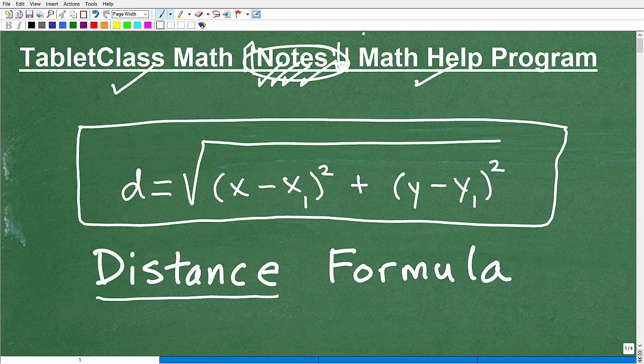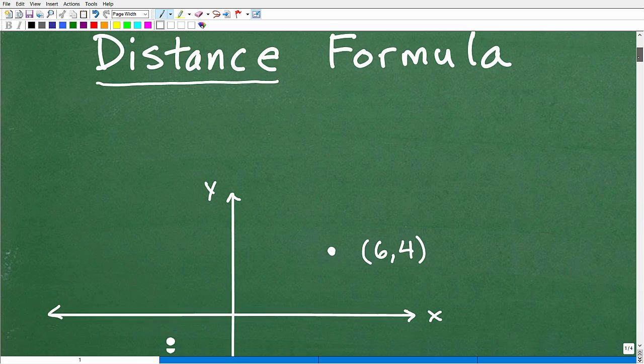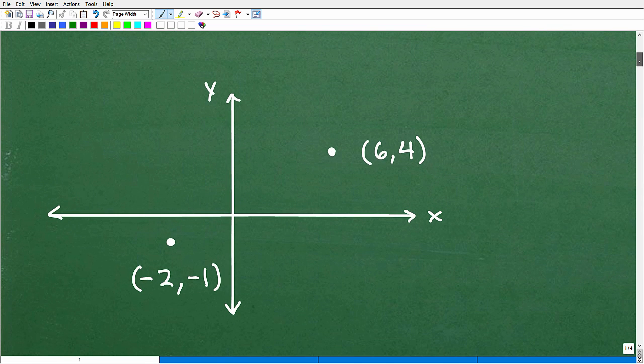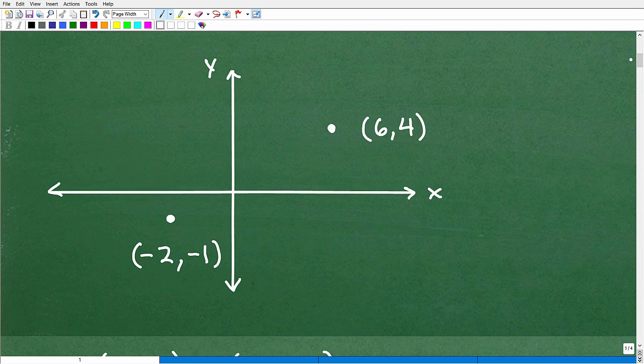Okay, so let's get into the distance formula. So again, this is the distance formula, and let's look at this example. The distance formula is basically a formula that tells us the distance between 2 points on the coordinate plane. So here we have the point 6, 4, and we have the point -2, -1, these two coordinates.